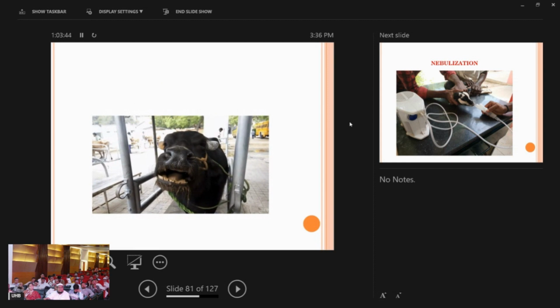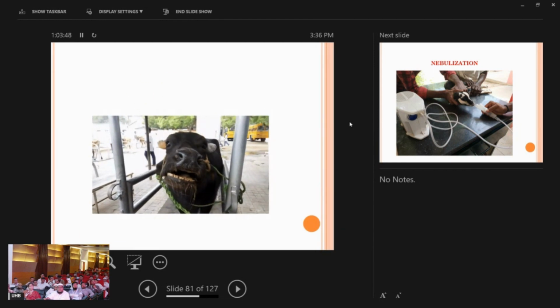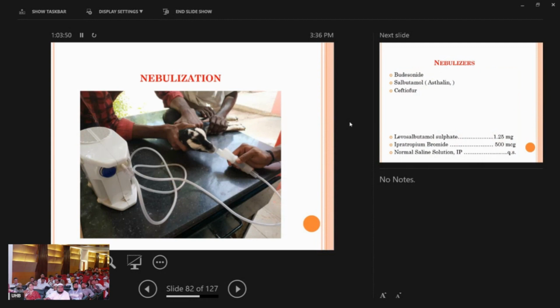The animal is having open mouth breathing. So what is the condition? Aspiration pneumonia. In such cases of aspiration pneumonia or pneumonia, you can go for nebulization. This type of nebulizer is commonly available in medical shops. It is a very low cost, 1,000 to 1,500 or 1,500 to 2,000. So you can get these and go for nebulization.